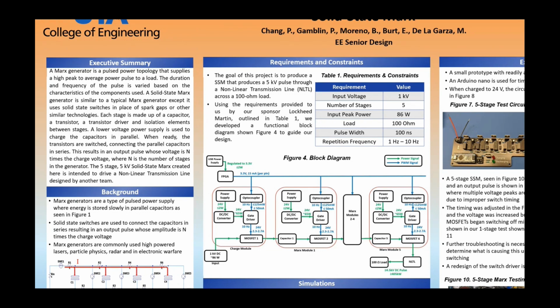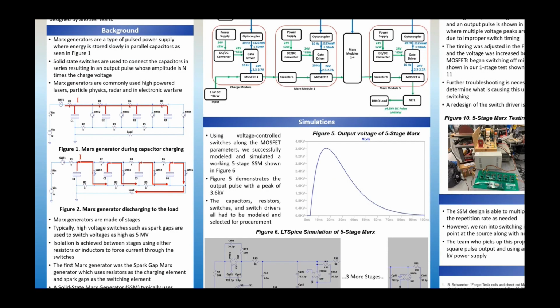Our 5-stage Marx uses 5 kV as an input pulse for a nonlinear transmission line team. So for the background, Marx generators are a type of pulse power device where energy is stored slowly over time in the capacitors in parallel and then discharged all at once in series. The Marx generator is commonly used in high-powered lasers, particle physics, radar, and in electronic warfare.